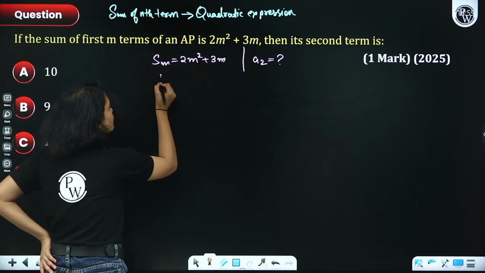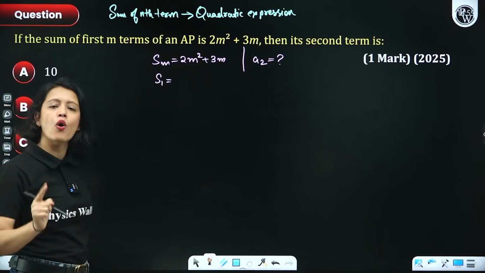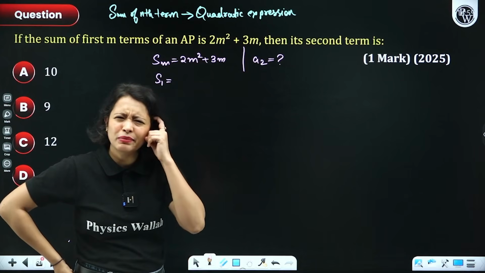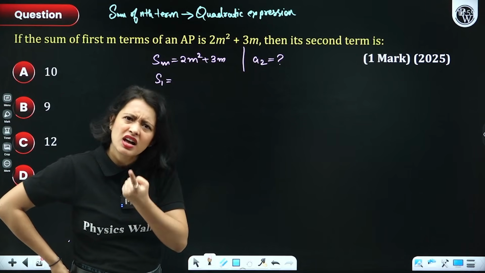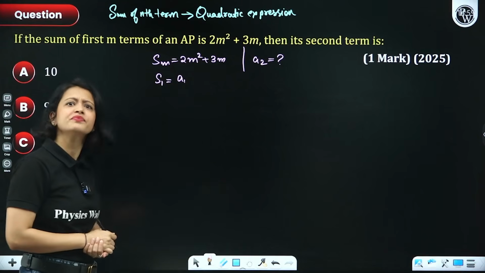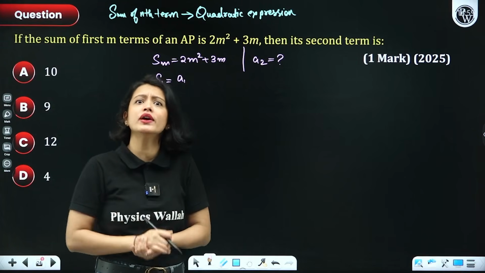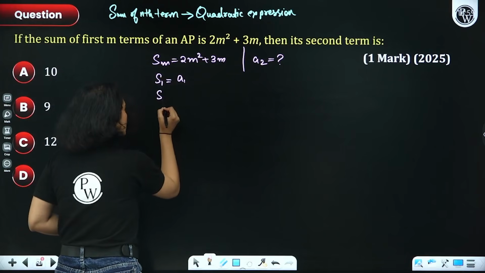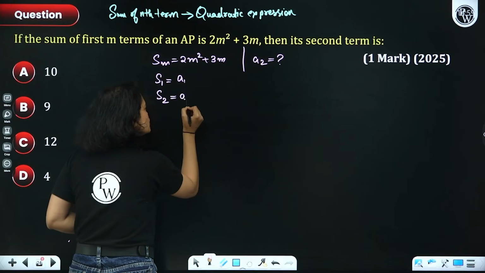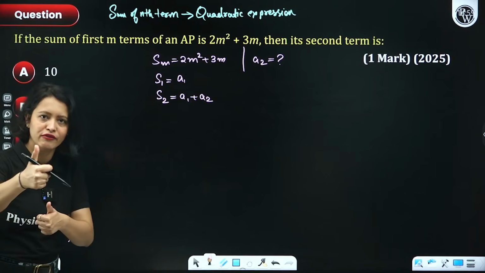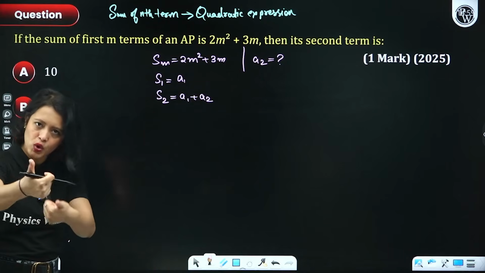First of all, I am going to figure out S1. Now, by S1, I mean the sum of the first term of an AP. Sum of the first term of an AP में तो एक ही term आएगा, that is A1. So that means S1 is equal to A1. ठीक है, cool. Now, what is S2, everyone? S2 would be the sum of the first two terms of an AP, A1 plus A2. Cool. Okay.